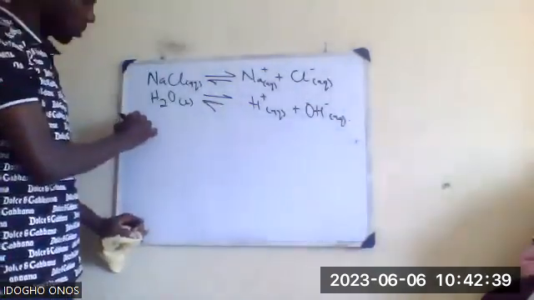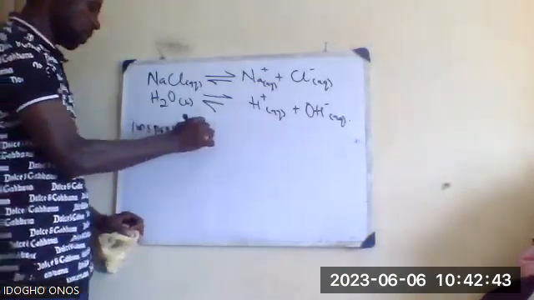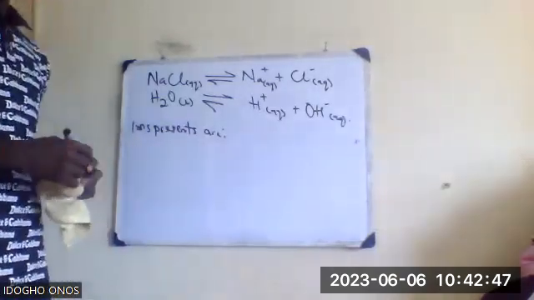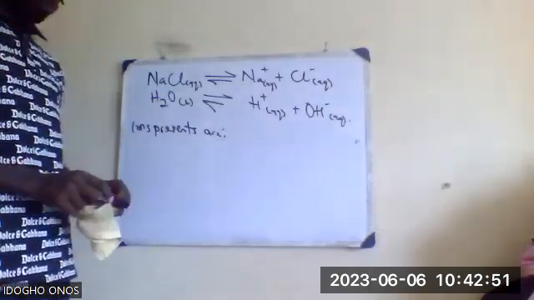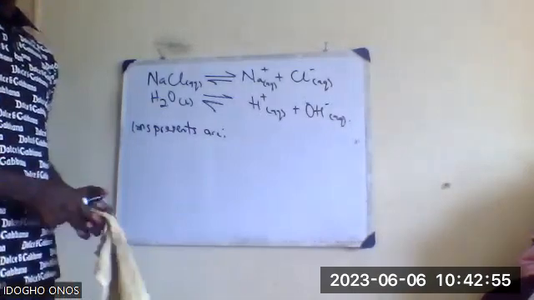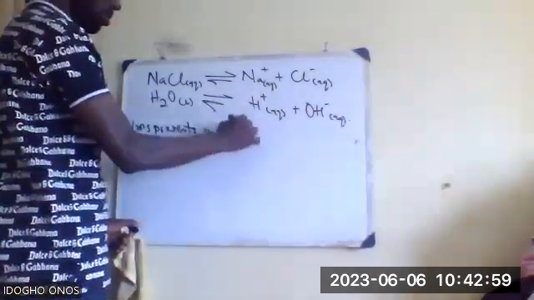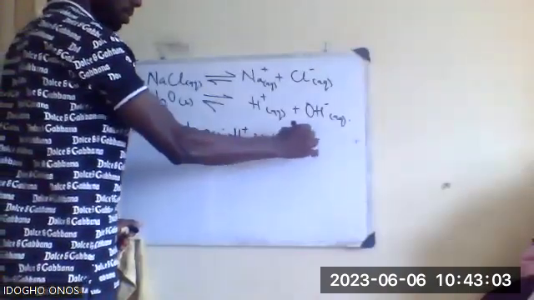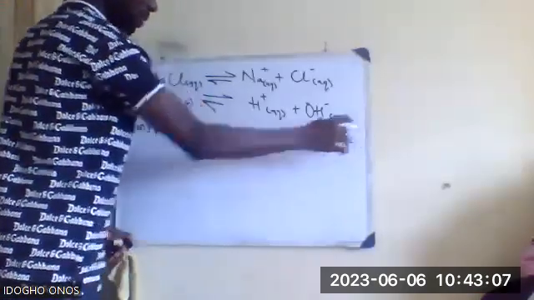Then the ions present are, so what are the ions present, madam? We have sodium ion, chloride ion, hydrogen ion and hydroxyl ion. Okay, perfect. Thank you very much.